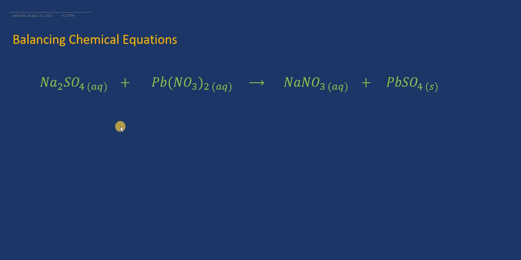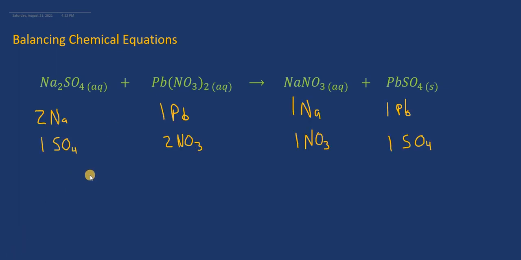So we're just going to go through and use the same method we did before by taking a tally of everything we have on both sides. Okay, so I went ahead and took a tally of everything, and you can see that we only have 2 things out of balance in this equation: sodium and nitrate. We have 2 sodiums and 2 nitrates on the left side, and on the right side we only have 1 sodium and 1 nitrate.